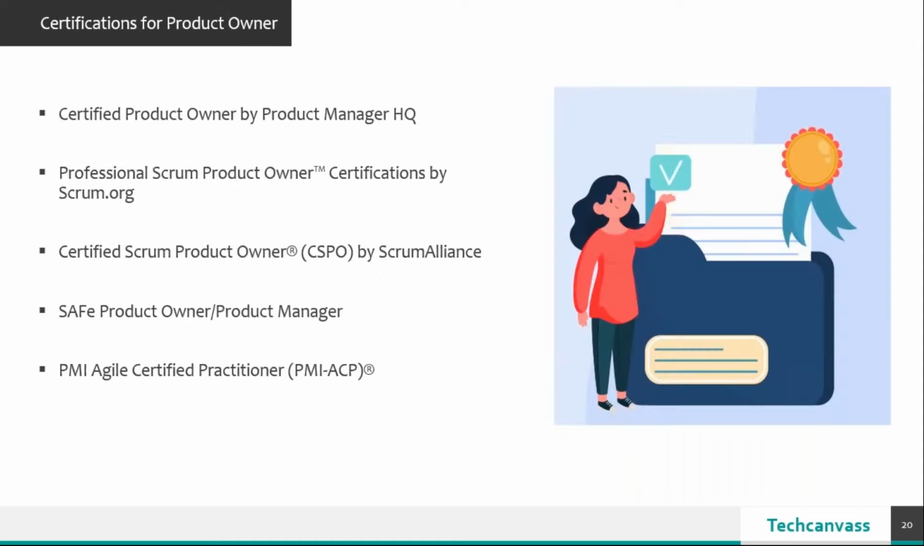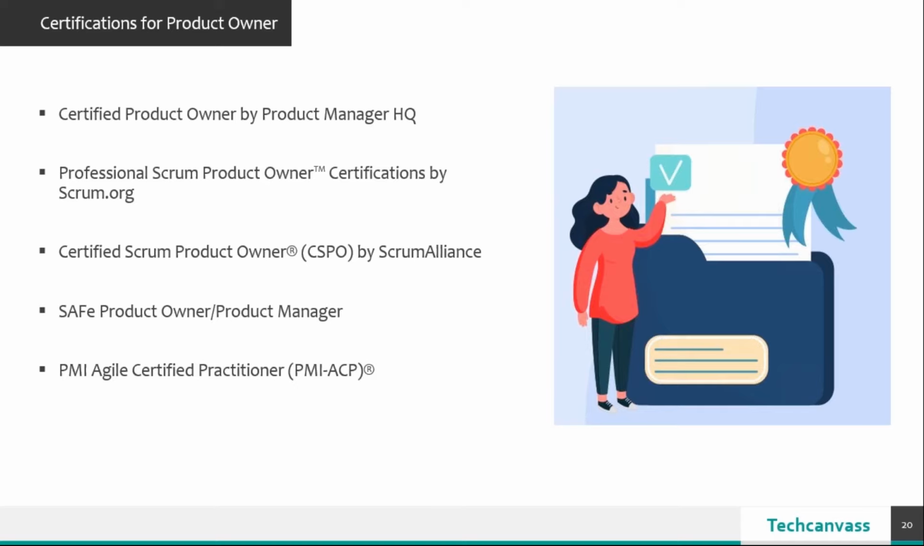And here, if you see, these are very popular product owner certifications. If you plan to do certain certifications, you can just Google them and have more understanding of these things. So you have a Certified Product Owner by Product Manager HQ, then you have Professional Scrum Product Owner provided by scrum.org, and you also have CSPO, which is Scrum Certified Product Owner, provided by Scrum Alliance. The second and third are almost similar, just that the certificates are from two different organizations.